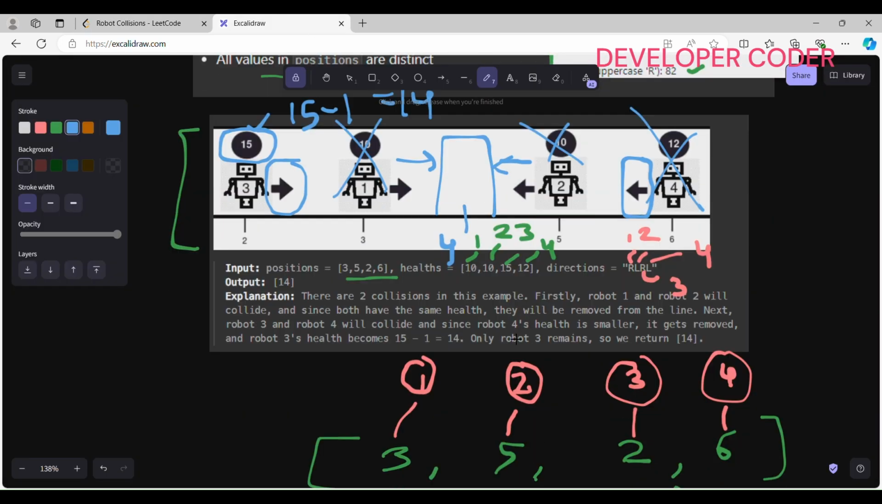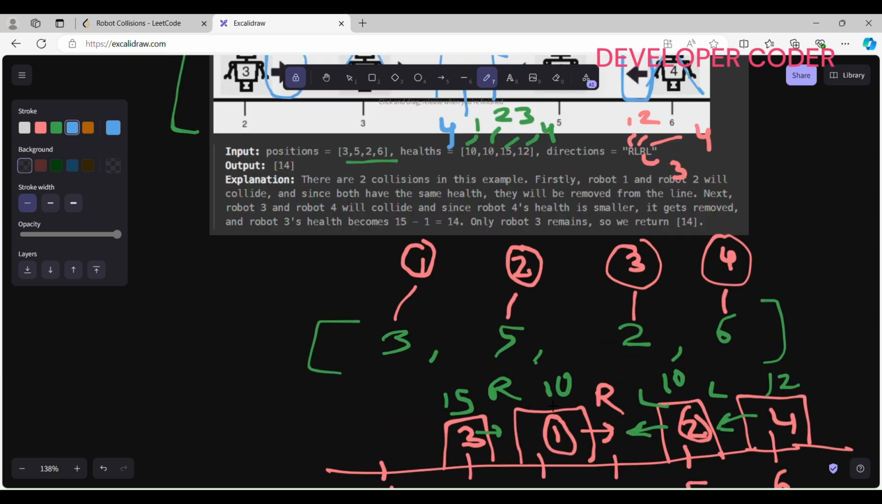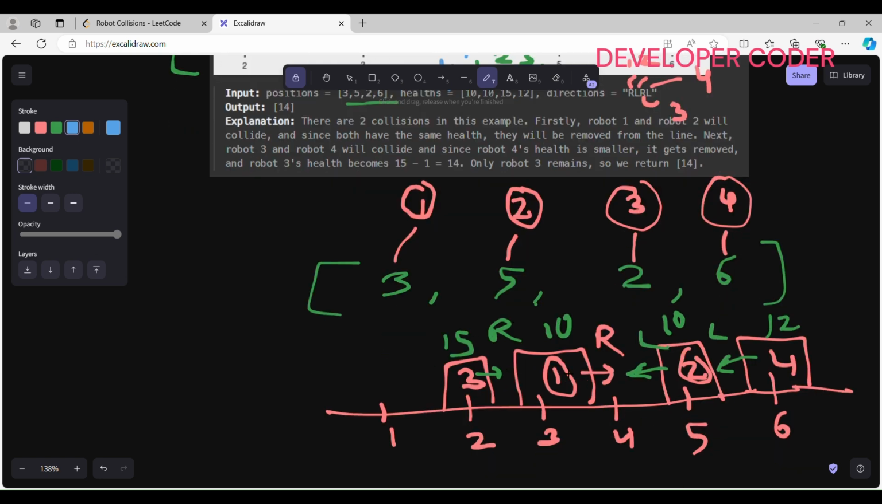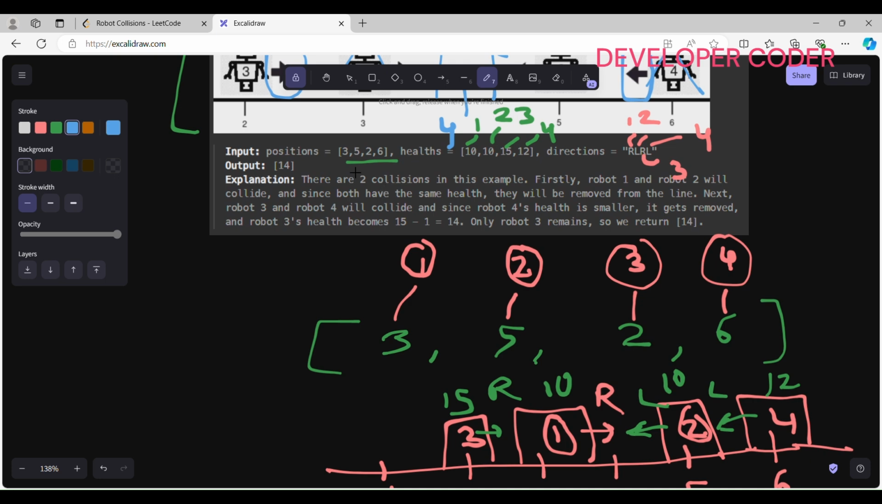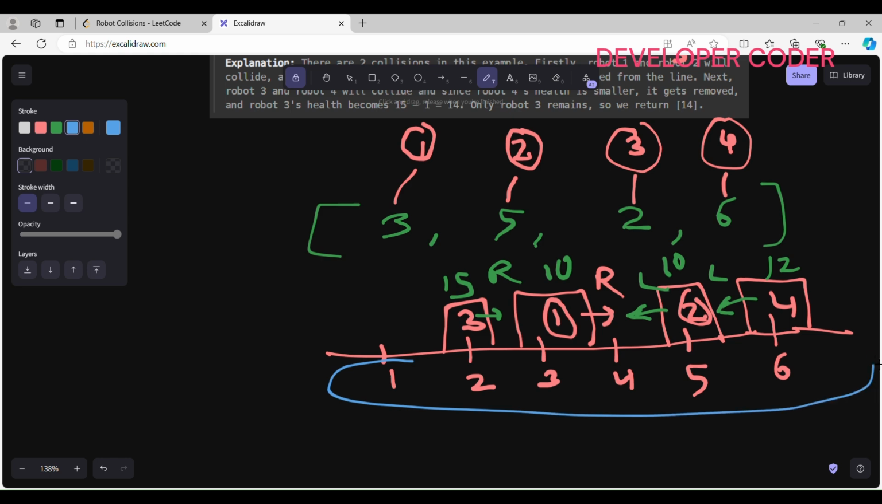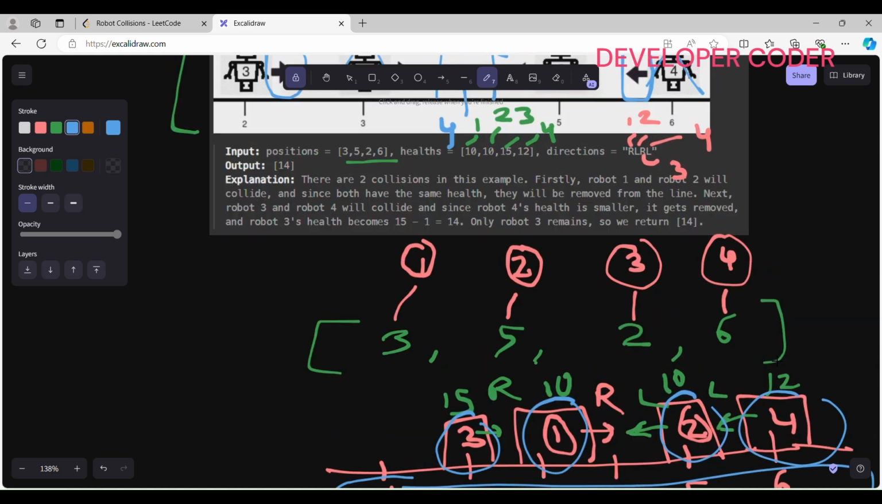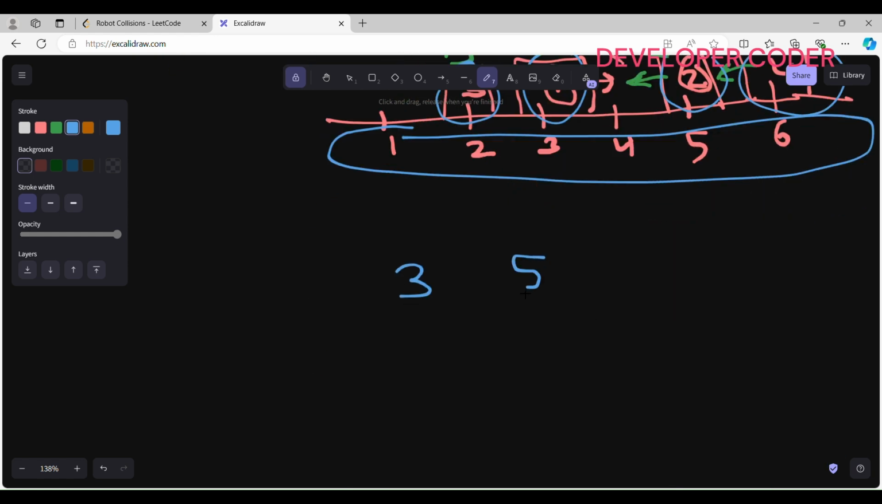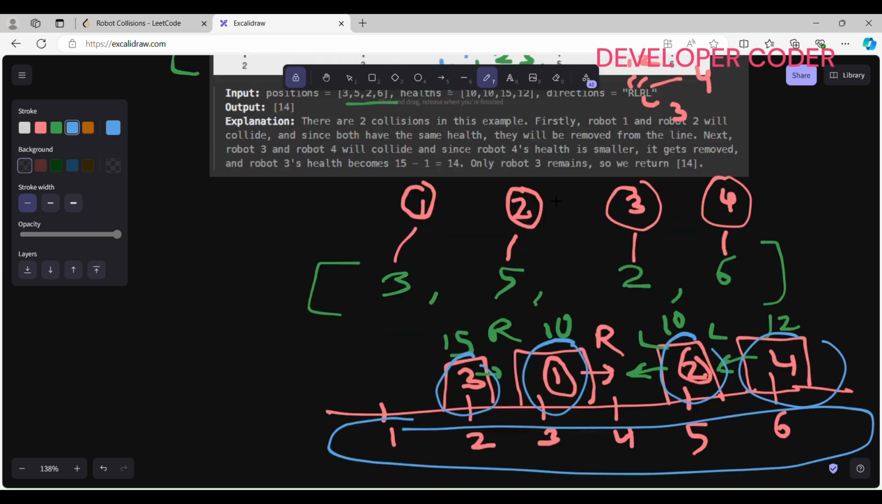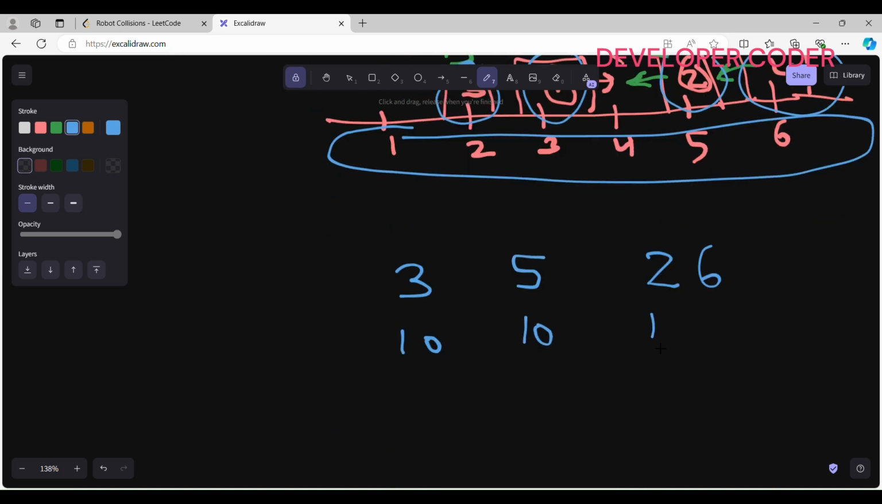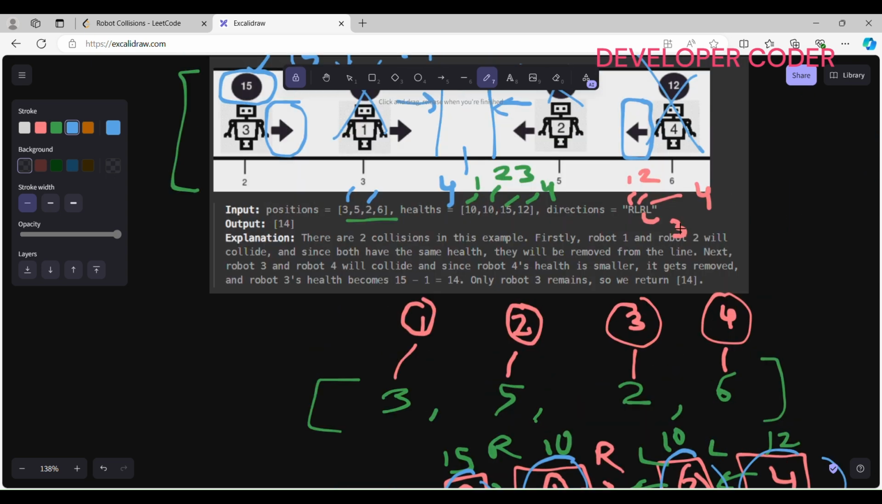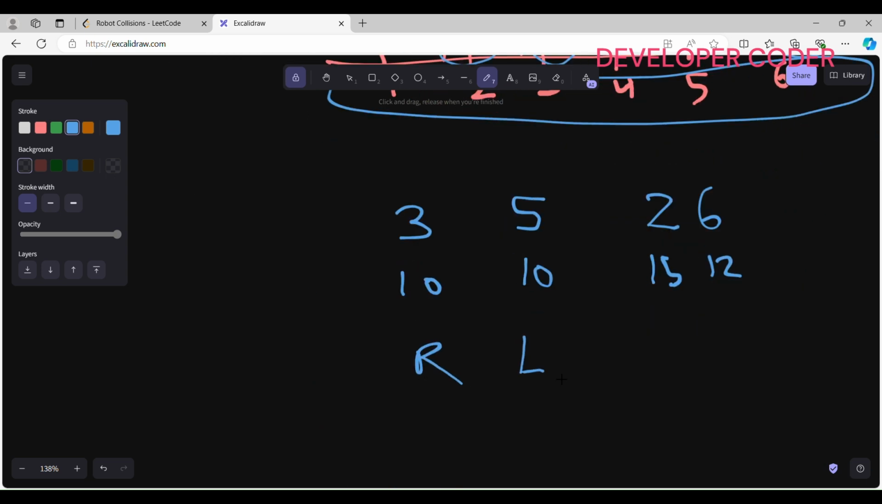Okay, so here the first thing that I am going to do is sort the robots based on their positions, right? So first I am going to place the robots based on their positions. Okay, so first this robot will come, then this robot will come, then this robot will come, then this robot will come. Okay, so first I'm going to write 2 position, then 3 position. So what I'm going to do is a sorting, but before sorting I have to create one merged array. Okay, so my positions are like this: 3, 5, 2, 6, and my healths are like this: 10, 10, 15, 12, and my directions are like this: RL, RL, RL, RL.